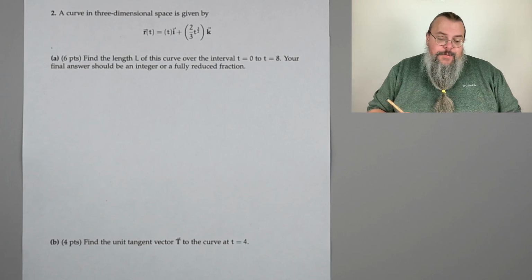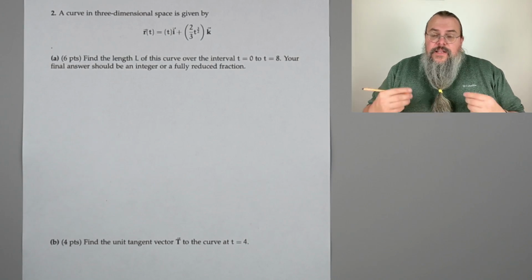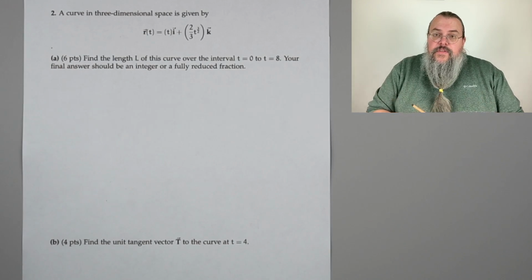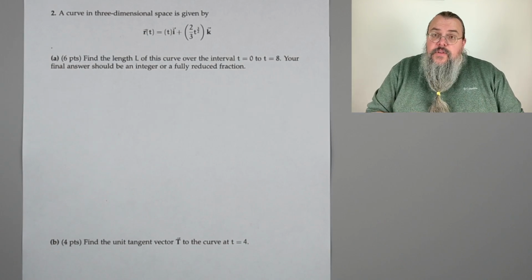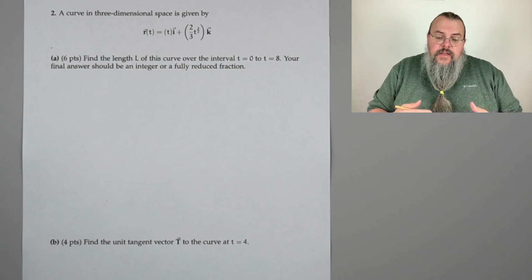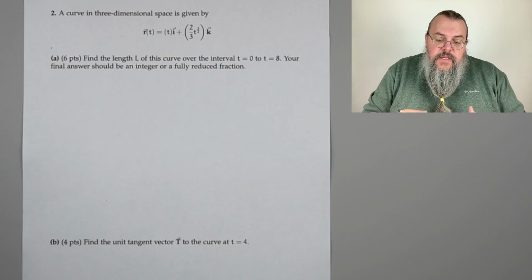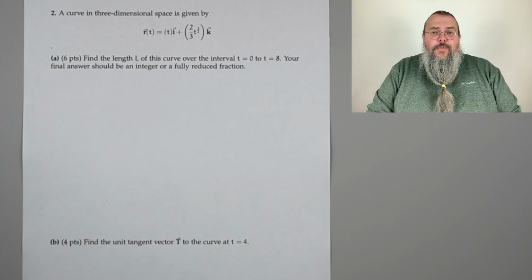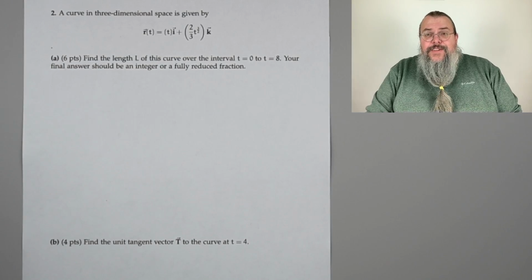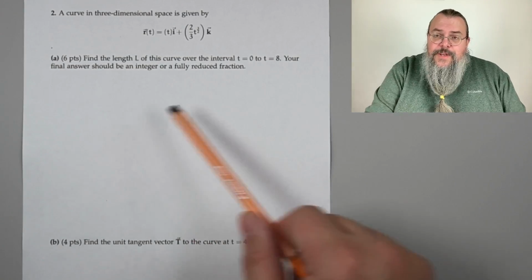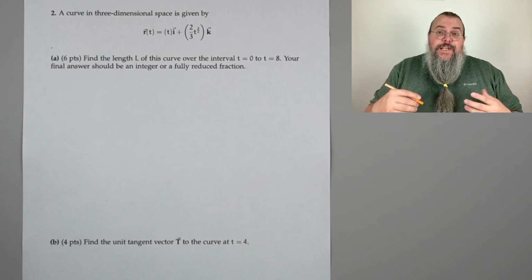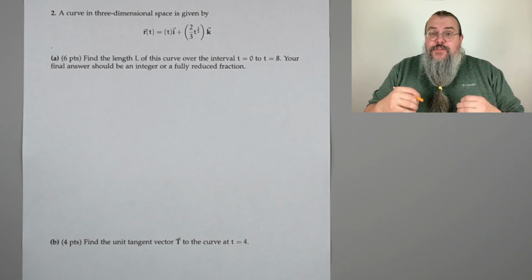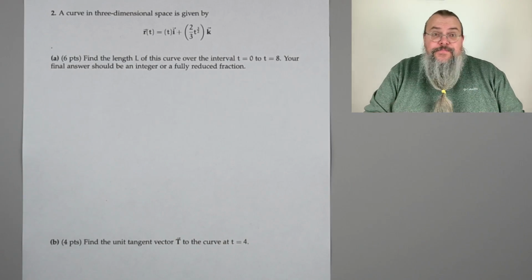All right, so let's start with part A. Find the length, L, of this curve from t equals 0 to t equals 8. And your final answer should be an integer or a fully reduced fraction. Well, when they give us something like that, it's a simplification command, which means we should anticipate the answer should be relatively simple.